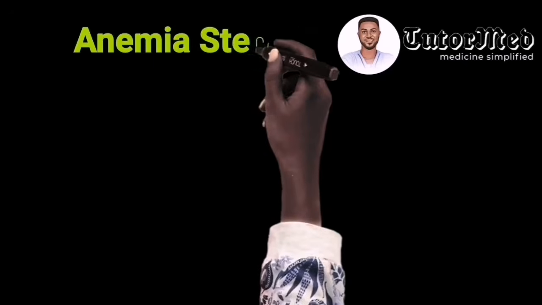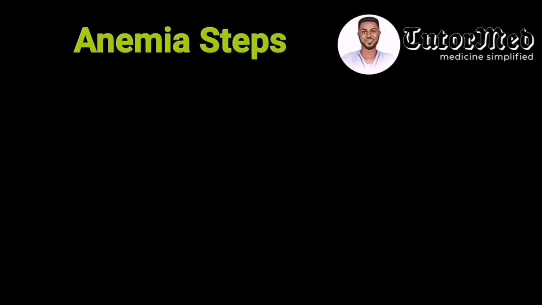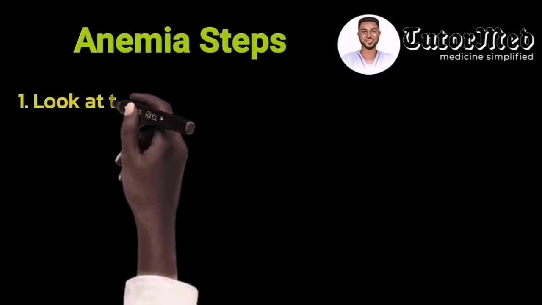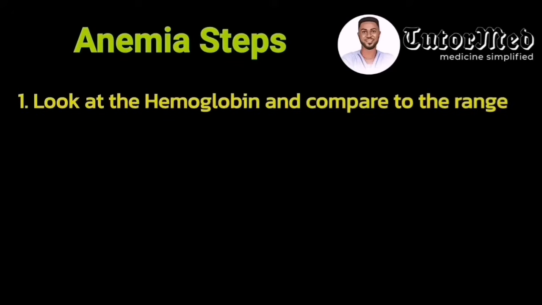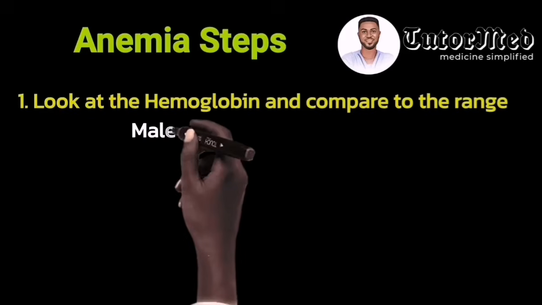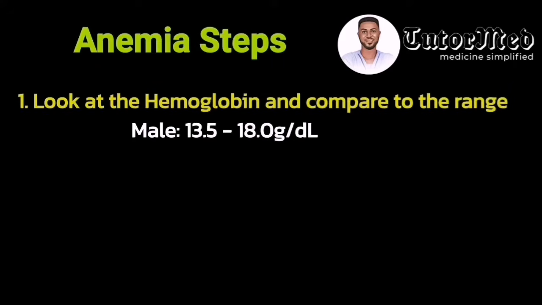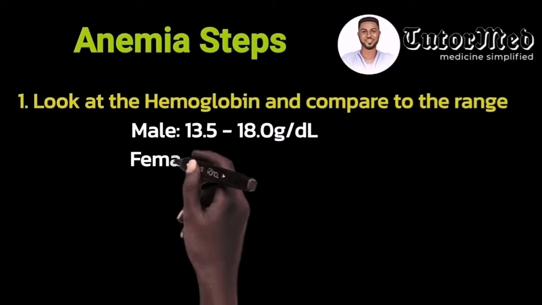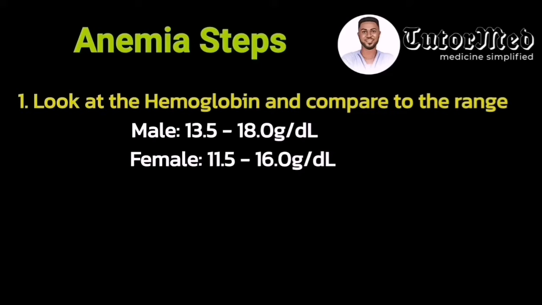Now, to identify a patient with anemia on the full blood count, the RBC count, HB, and hematocrit can all be used, but we look at the HB content to identify anemia. So what we do is we compare the patient's HB to the range we have. So for men, the range is 13.5 to 18 grams per deciliter, and in women, 11.5 to 16 grams per deciliter.